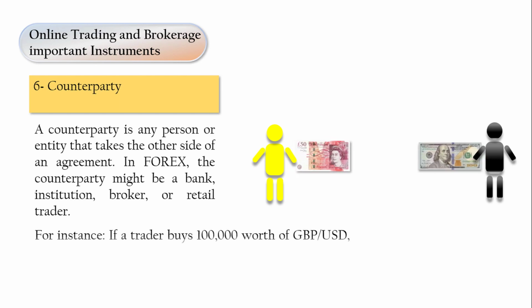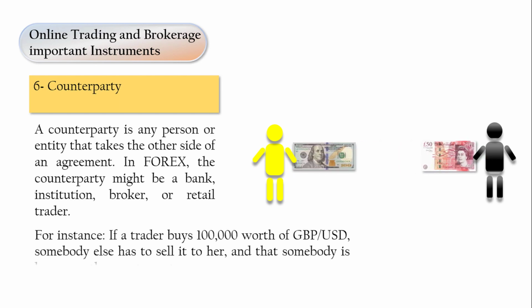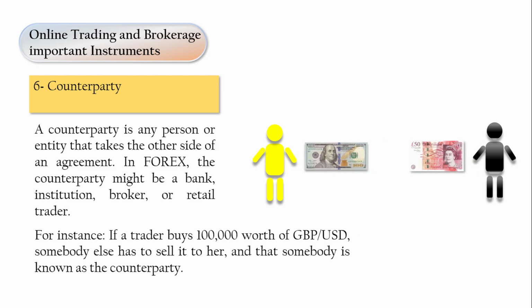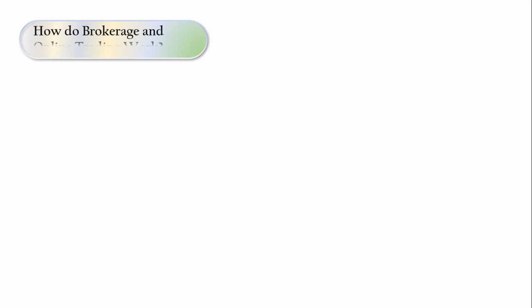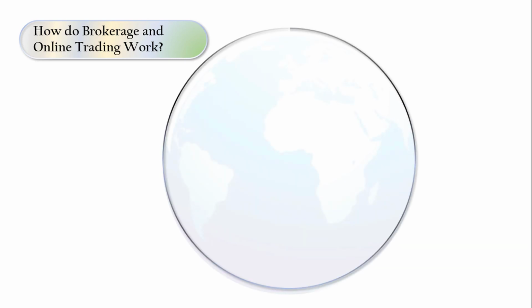For instance, if a trader buys 100,000 worth of GBP/USD, somebody else has to sell it to him, and that somebody is known as the counterparty. How the brokerage and online trading works. Online trading has formed from the following instruments, as we have discussed earlier.